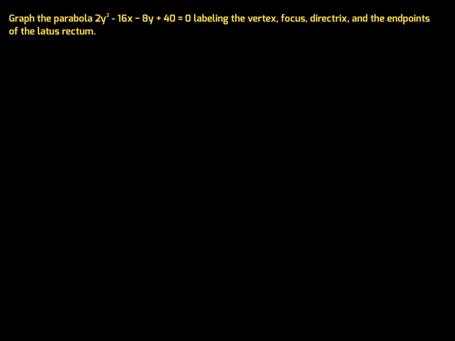Brand new example. Graph the parabola 2y squared minus 16x minus 8y plus 40 equal to 0. Of course, labeling the vertex, focus, directrix, and the endpoints of the lattice rectum, what we've been doing. Okay, now, which variable is being squared? The variable y is being squared. That means your options are the parabola will open to the left or the parabola will open to the right.